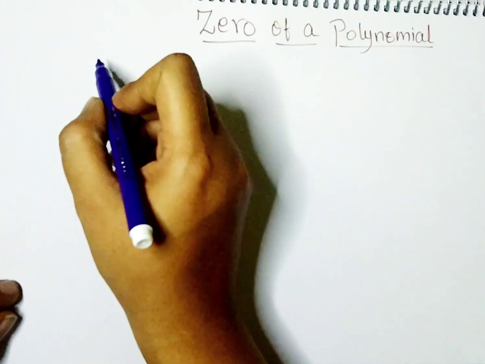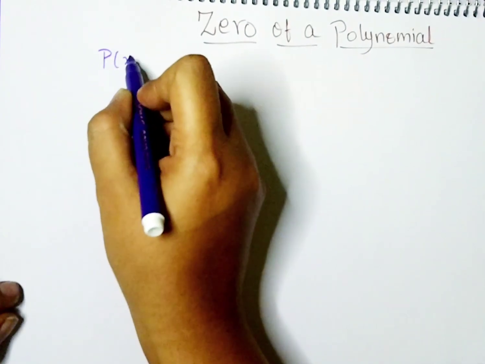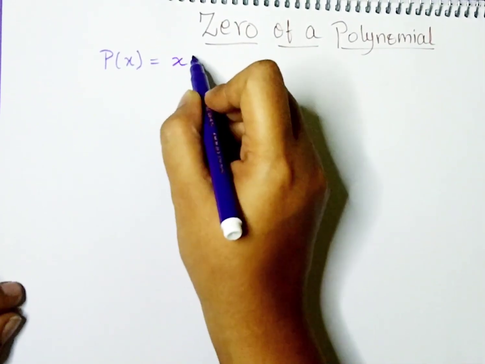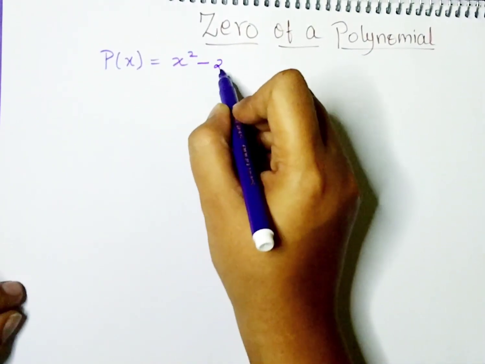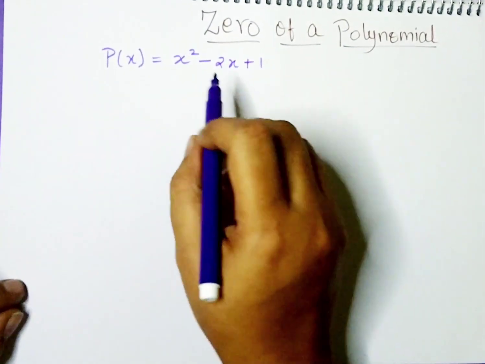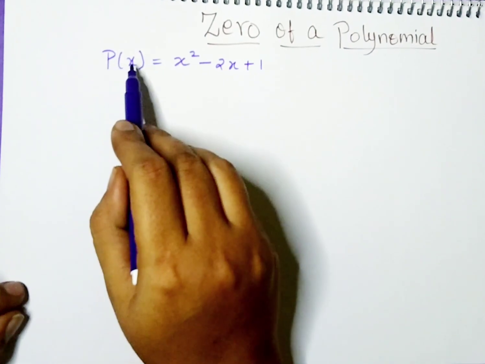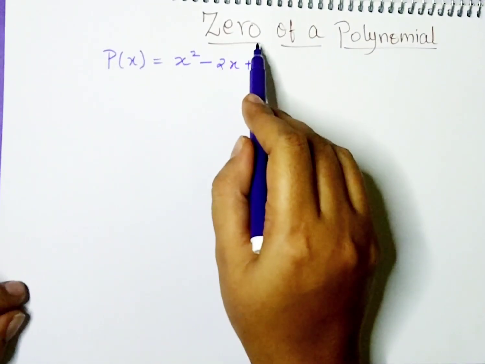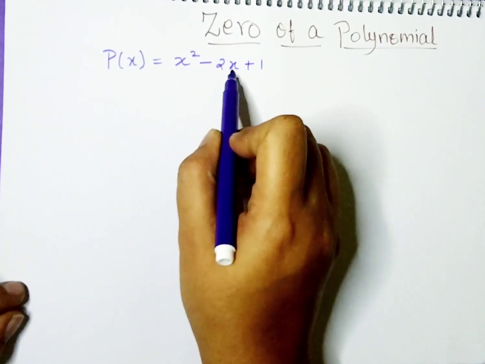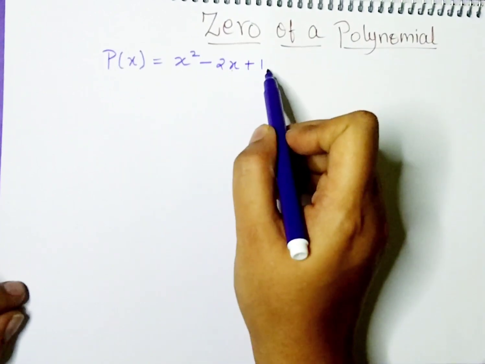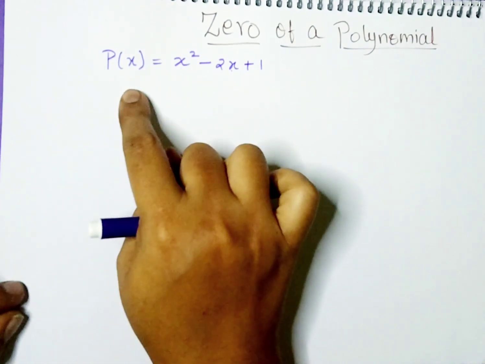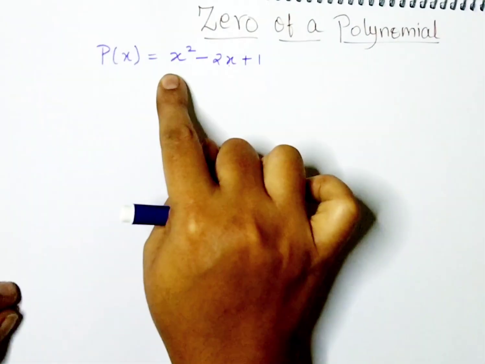Generally we represent a polynomial as p of x, or whatever variable you use, in brackets. Take for example p of x equals x square minus 2x plus 1. The degrees of the variables are whole numbers, so it is a polynomial, and we represent it as p of x. We need to find the zero of the polynomial. Whatever value we substitute in place of x, if it makes the answer 0, then that value we substituted for x is the zero.